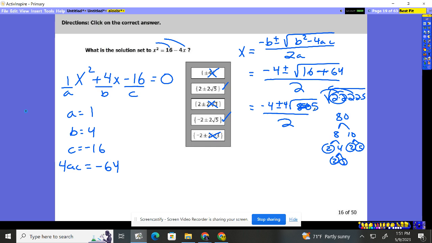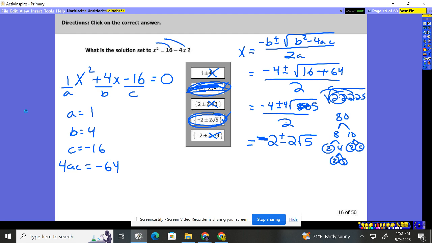Now notice 2, 4, 4, they all can be divided by 2. So it becomes negative 2 plus or minus 2 root 5. Looks like that guy right there. Ooh, nope, I'm wrong. It said negative 2. It's this guy right here.